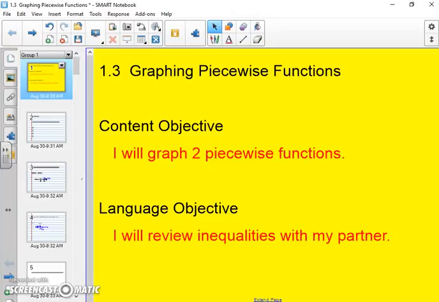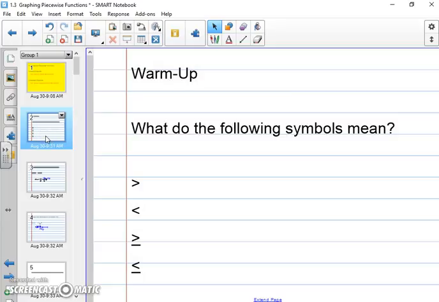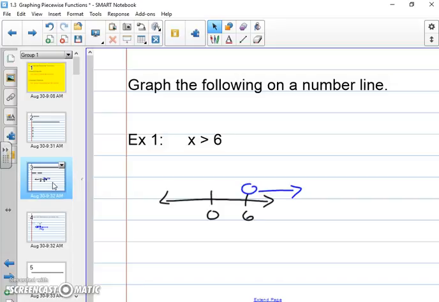The second type of thing you're going to be asked to graph today is piecewise functions. Before we got to the piecewise function itself, I tried to review what these inequality symbols mean, because with piecewise we do use these symbols. The first one is greater than, then we have less than, greater than or equal to, and then less than or equal to.